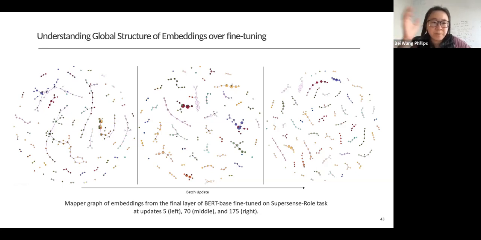One thing you can observe is that during fine-tuning, my mapper graph becomes purer and purer. At the very beginning, the nodes are very mixed, and on the right, they're fairly pure. When I say pure, that means the classes are separated from each other. Remember, this is completely unsupervised. I'm not using the labels in the construction of my mapper graph. They're just colored by the ground truth label.